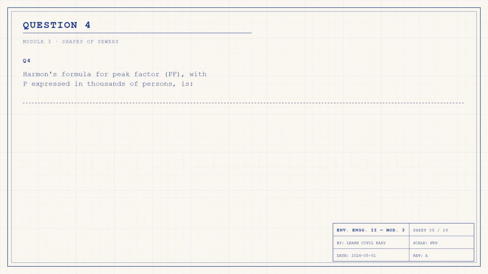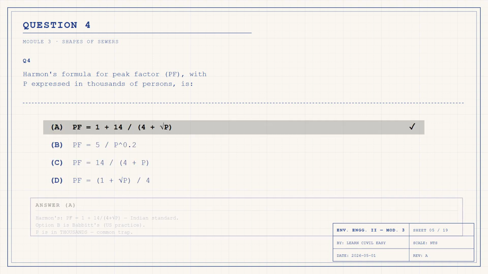Question 4. Harman's formula for peak factor. The correct answer is A, PF equals 1 plus 14 divided by the bracket 4 plus square root of P. P is in thousands. This is the most used formula in Indian sewerage practice. Babbitt's 5 over P to the 0.2 is option B, but not the standard.